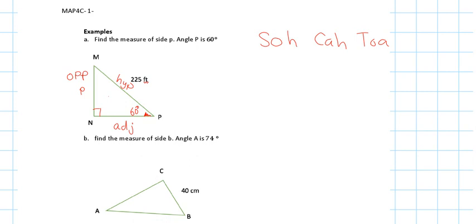Sine of the angle is equal to opposite over hypotenuse. First, I write my formula as is. Then I plug in my given information. So what's my angle? 60. So sine of 60 is, do I know what my opposite is? So I just write it as OPP, or you can write it as whatever letter you want, P if you want. Do I know what my hypotenuse is? 2, 2, 5. Okay?